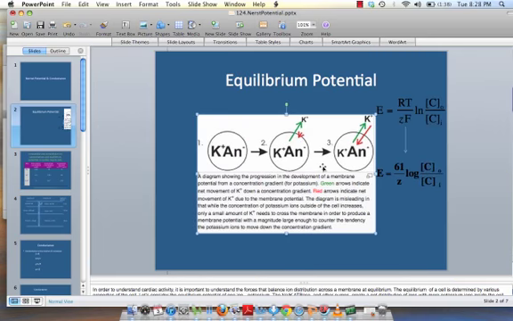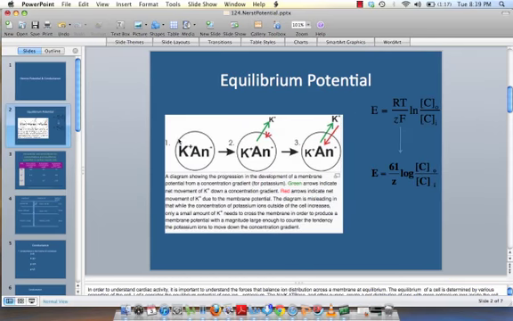Let's consider this picture right here. On the left-hand side of this picture, assume that this circle represents a cell membrane. The cell membrane, for the sake of argument, let's say is permeable to the potassium ion. However, it is impermeable to the proteins that have a negative charge on them.